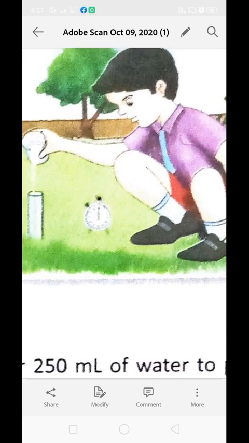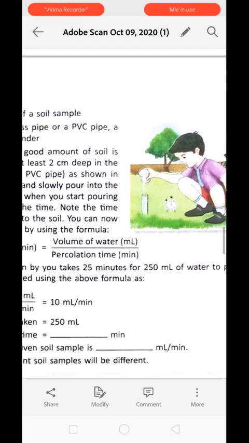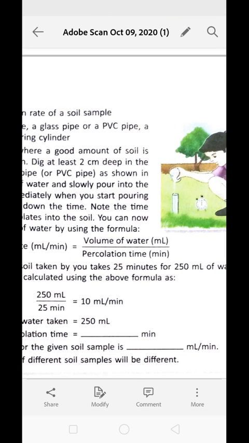You see, the child is having a stopwatch with him. So we have got the amount of water because we have poured it into the tube, and the amount of time, which is also measured with the help of the stopwatch. Now we will calculate it.